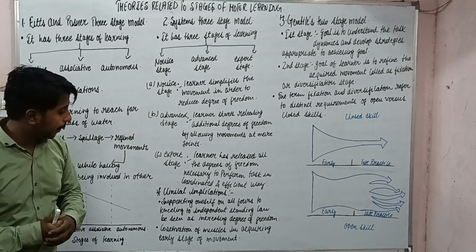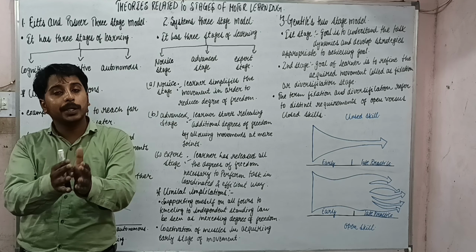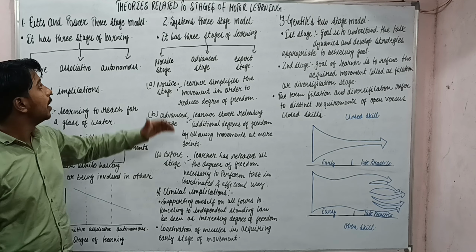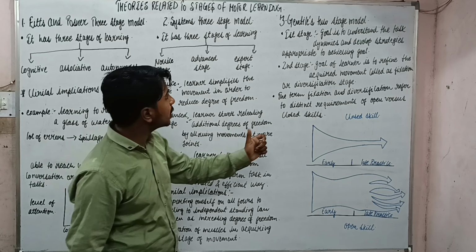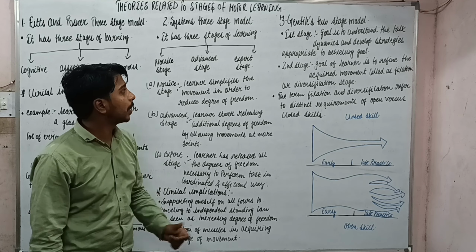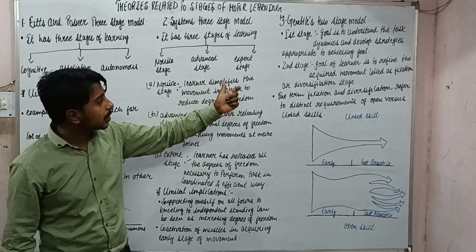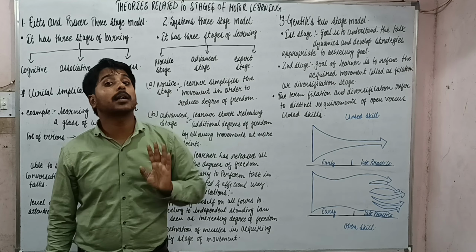That was an example, and this was also important. That is quadruped to kneeling to standing. Okay, so this is about the system's 3-stage model. Last is Gentile's 2-stage model. It is again very important. There are 2 stages, first and second. In the first stage, the goal is to understand the task.